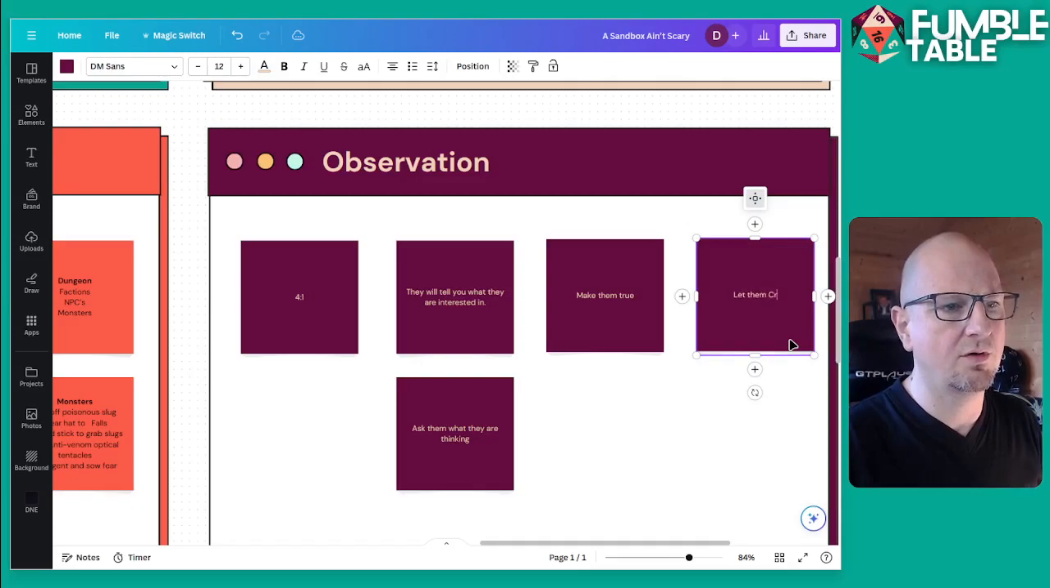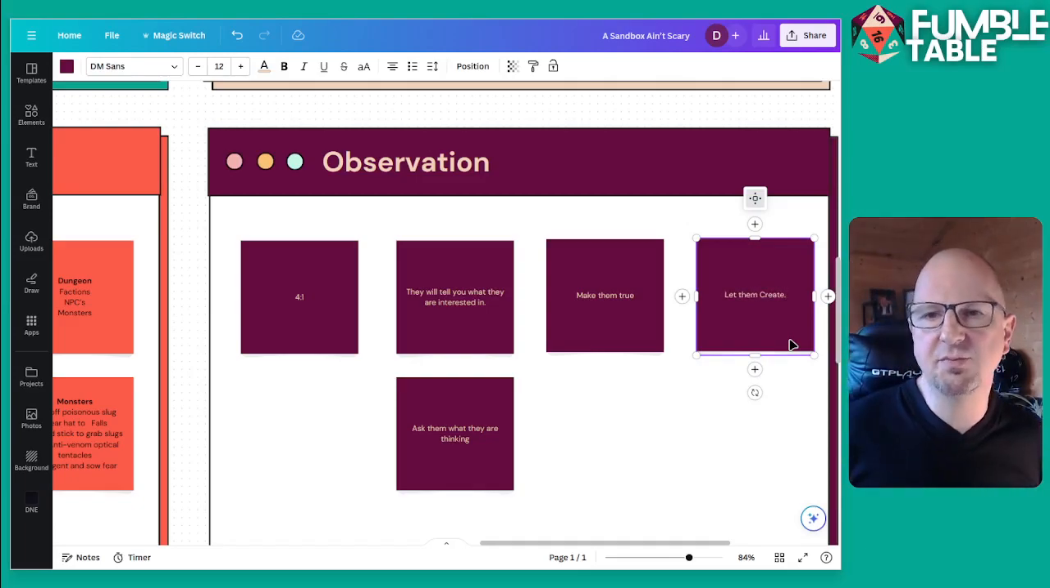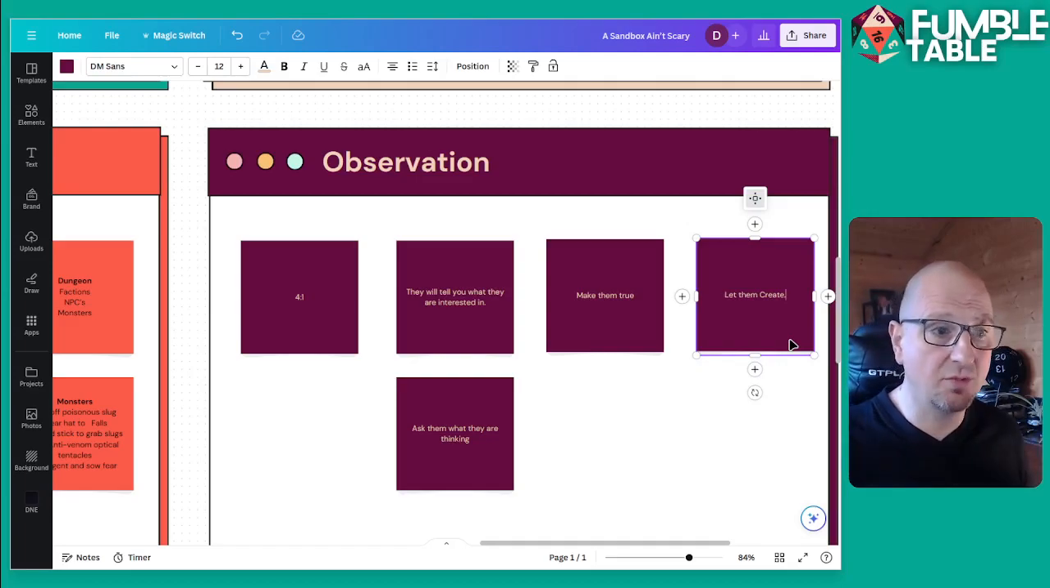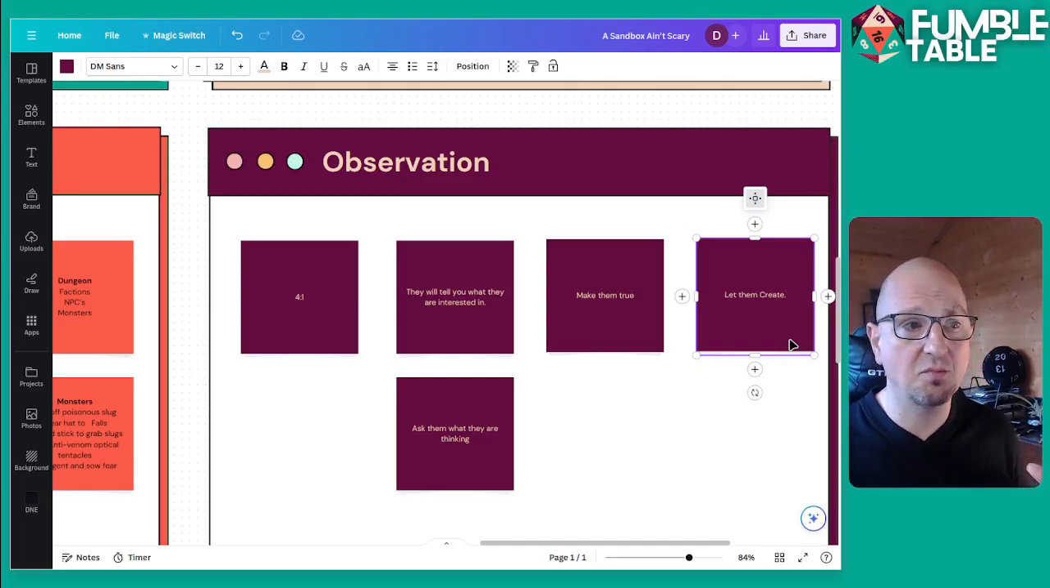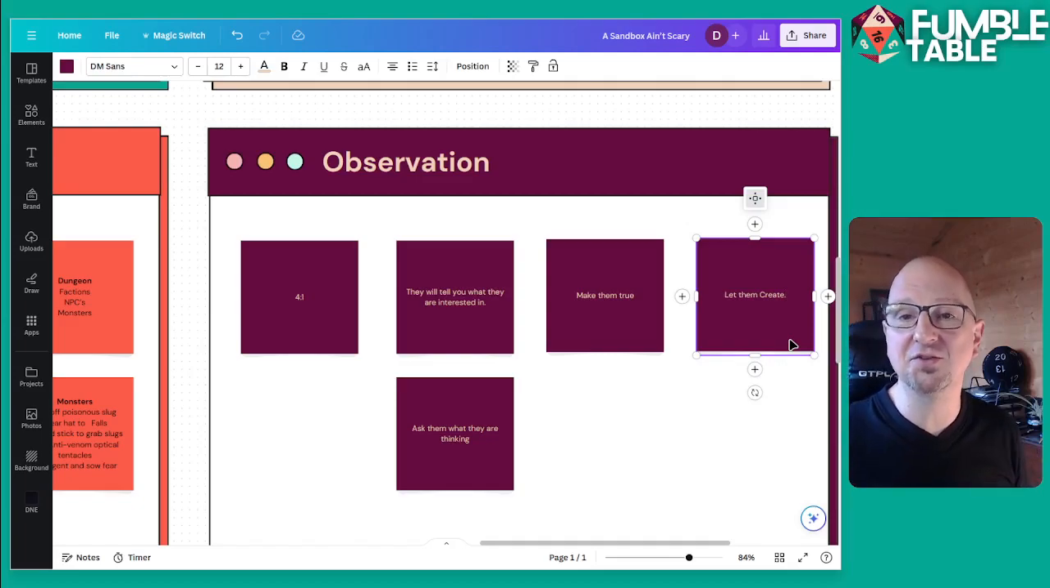Let them create. Let your players build part of your setting. Building a sandbox is big. You will find there's players at your table that are more than happy if you're willing to delegate or diminish or let go of a little bit of control to create really cool things. Give them a framework in which to work with. But if players create stuff, their engagement in the game is so much more.